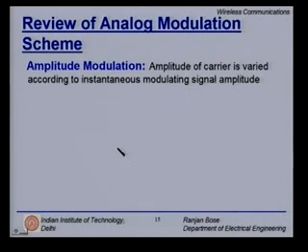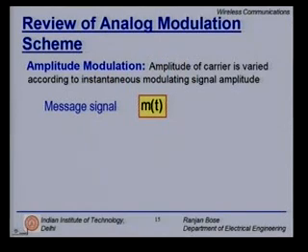Now, let us spend some time reviewing the analog modulation techniques. First, let us look at amplitude modulation. The philosophy is very simple. The amplitude of the carrier is varied according to the instantaneous modulating signal amplitude. So, the information is clearly sent by changing the amplitude of the carrier. So, we need a carrier and then we change the amplitude of the carrier according to the message. Very simple.